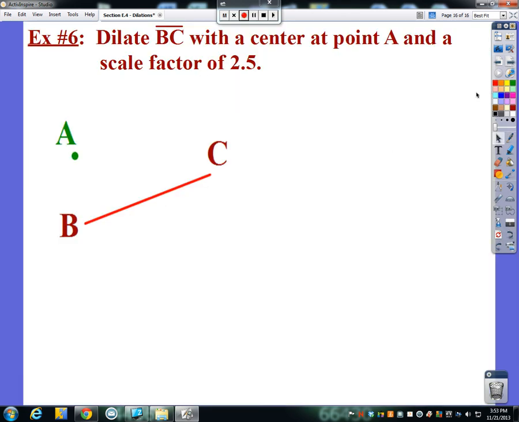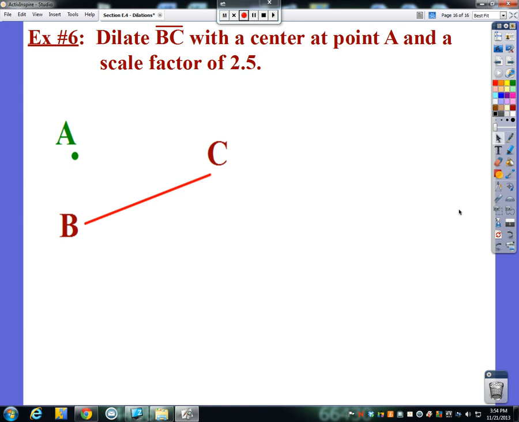Okay. So this is the one and only example we're going to look at. We're going to dilate segment BC with a center at point A. So this is where everything's growing and shrinking from, and a scale factor of 2.5. So we're going to make this segment 2.5 times larger than what it currently is, using A as our center. Okay? So here's how we're going to approach this.